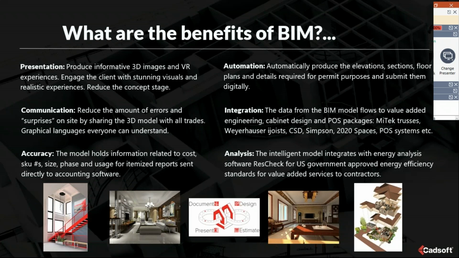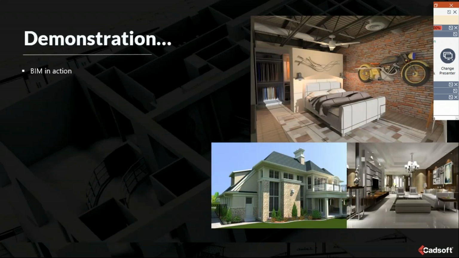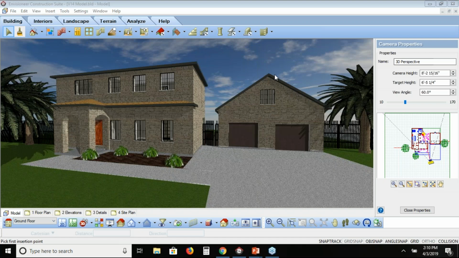So how do we do this? I'm going to flip to my Envisioneer screen, and we'll go through an example of how you can use an intelligent BIM model to be able to pull off all of that information that I was discussing. So you can see on my screen right now, I'm in Envisioneer Construction Suite. This is our version 14 of the software. I've got a simple model on the screen, a 2-story home with a separated 2-car garage with a bonus room above.